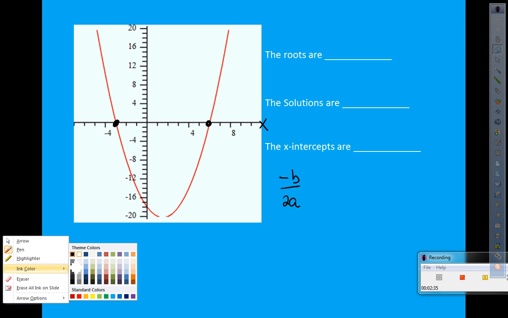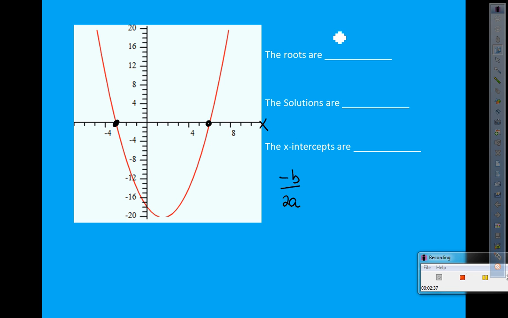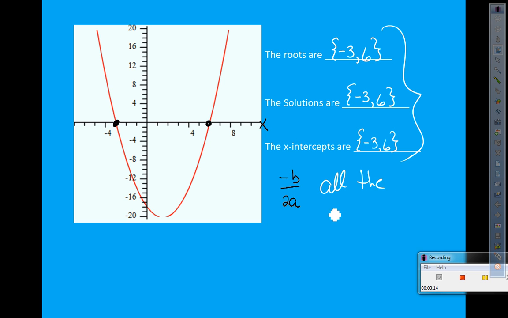So it kind of looks tedious for a second, but I just want to drill it in your head. The roots are, I'm going to put these in this cool parenthesis, the roots are -3 and 6, because that's where I cross the x-axis. If the directions would have said, what are the solutions? They are -3 and 6, because that's where I cross the x-axis. If it would have said, what are the x-intercepts? I'm hoping you get the point on this one. It's -3, 6. Roots, solutions, and intercepts are all the same thing. So if I change the word on you, don't panic.